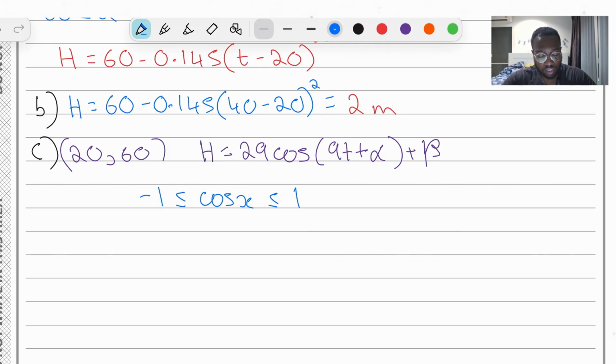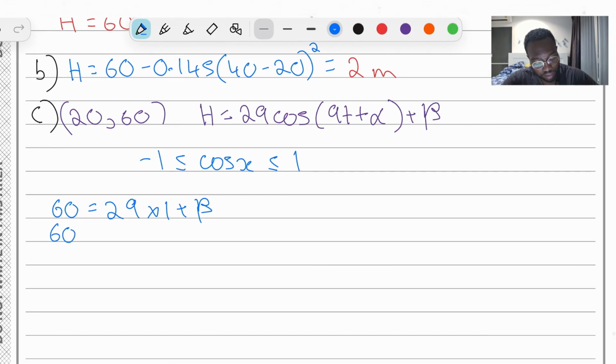Well, we can actually work out our beta value straight away. Our h value would be 60, and that would be equal to 29 times the maximum value of cos, which is 1, plus beta. That'll give us the maximum value there. So therefore, 60 is equal to 29 plus beta. Therefore, beta is equal to 31. So we worked out our beta value as 31.